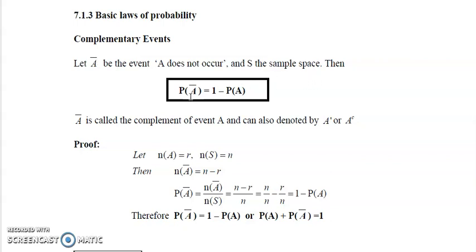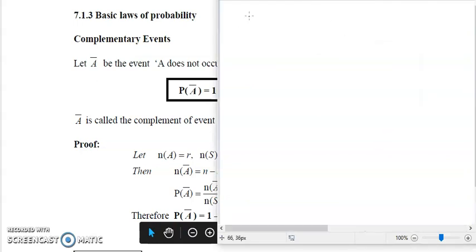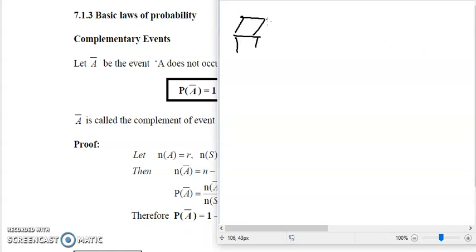Then the probability of A bar will be equal to 1 minus probability of A. Okay, as an example, maybe you can have it in this way. So for event A, maybe you are rolling a dice. In this case, our experiment is rolling a dice. Now we are having some events. The dice has 1, 2, 3, and so on. So the sample space is 1, 2, 3, 4, 5, and 6.